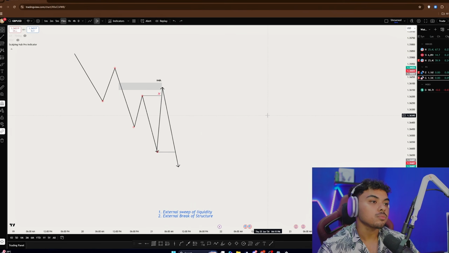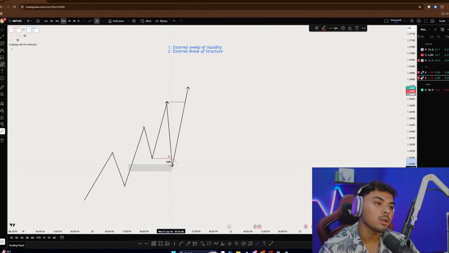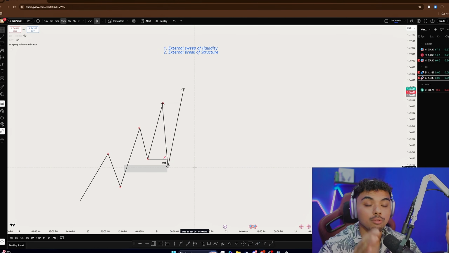Okay. Now, here's the thing. You guys now might be confused that how do I know this one is not a change of character or market structure shift and this was a sweep of liquidity? That would be a really great question if you were to have, but hear me out on this one. There is something called efficiency, market delivering efficiently.